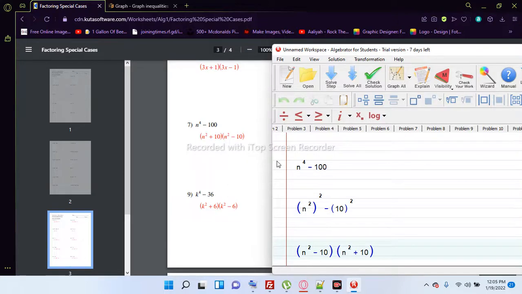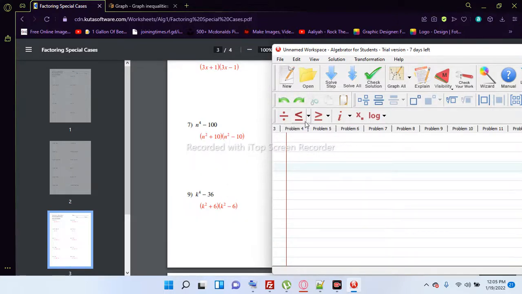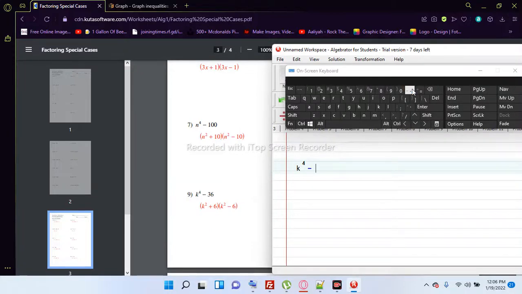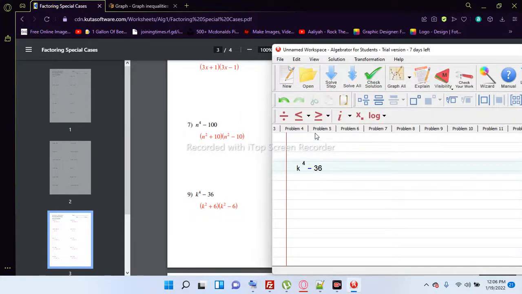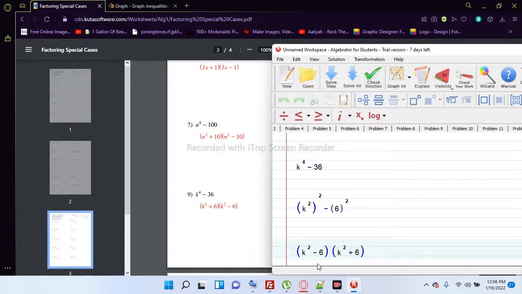Let's try k to the fourth minus 36. So we go new. Then we go k, shift, the 6 key, 4, k to the fourth minus 36. Okay, let's see if we can get this one. Minus 36. Okay. K to the fourth minus 36. Okay, and let's see, solve. And it says, yeah, k squared minus 6, k squared plus 6.